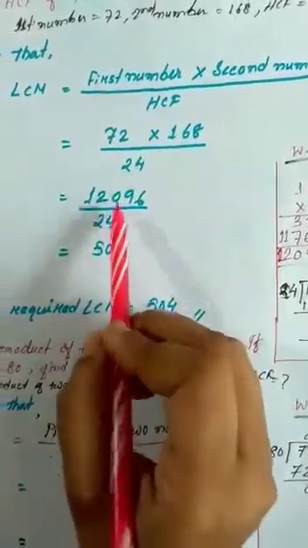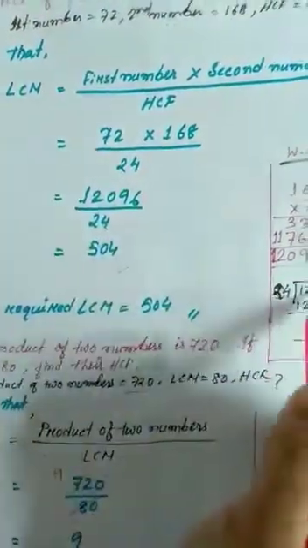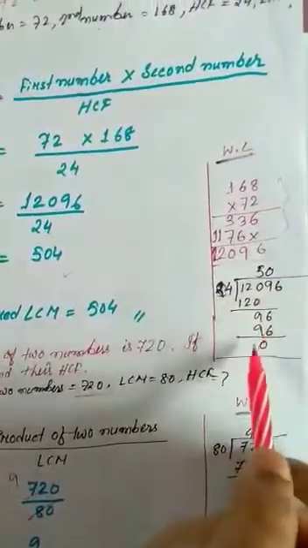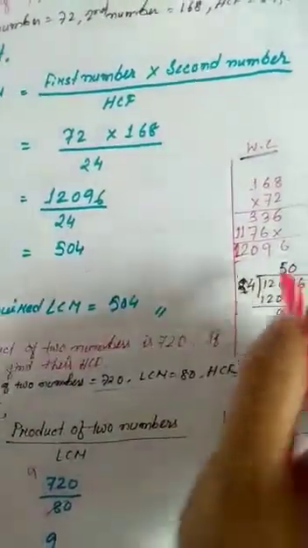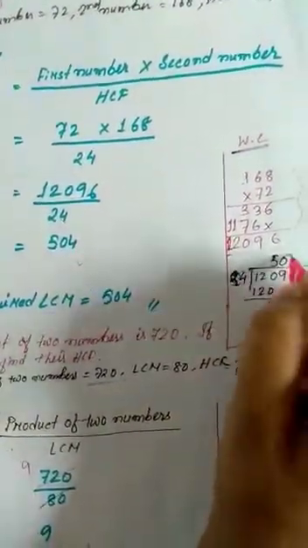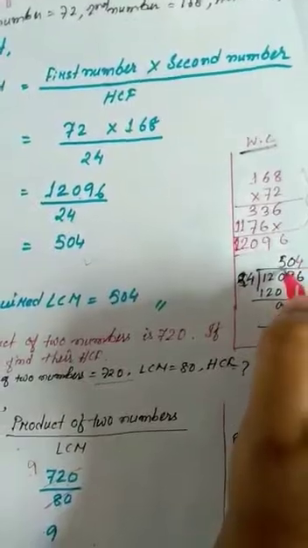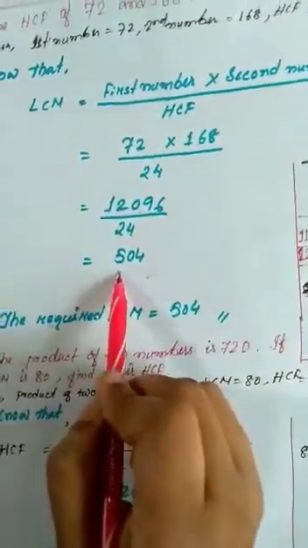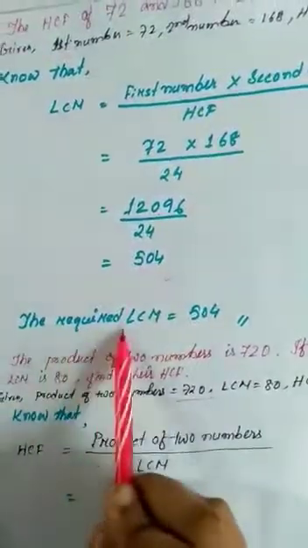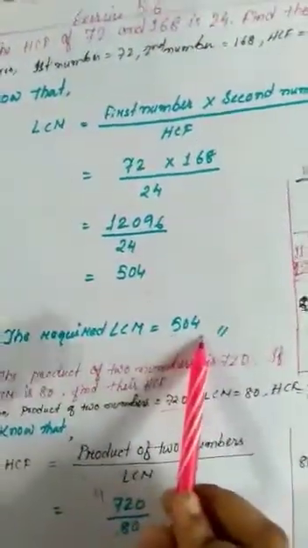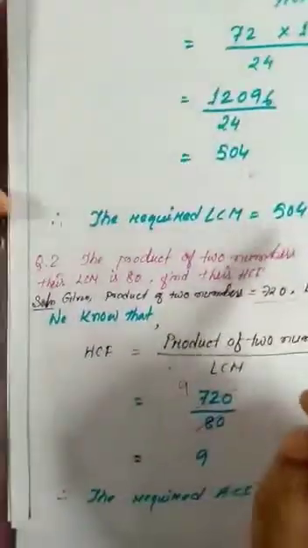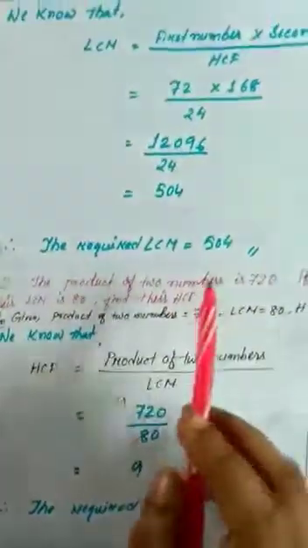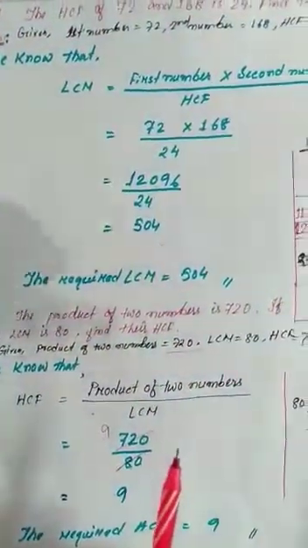Then we have to divide it by 24. After this division, you can see here students, we have got 50, then last it is 4. So 504, that's why the result will be 504. The required LCM will be 504. Okay, now I think it is clear to you how to solve this. After 3 values are given, then the 1 remaining number you can find out.